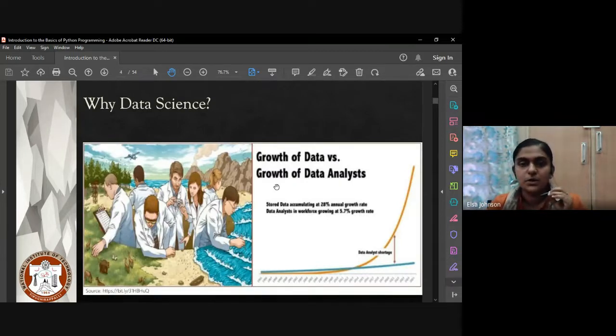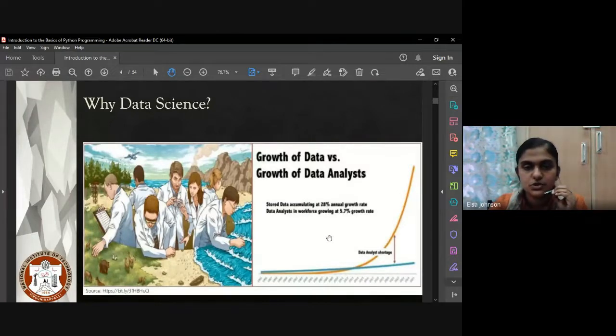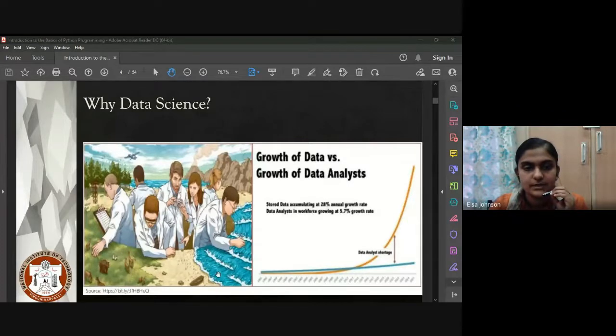So why are we talking about data science? Why is there such a hype now? Because the growth, as you can see in the graph, is exponential, with about 28% annual growth rate, while data analysts in the workforce are growing at only a 5.7% growth rate. They are looking at different walks of life, studying oceans, geology, many other things, images, and analyzing the data. But the growth of people in this type of workforce is currently very low, and there is a possibility of many vacancies in this field.